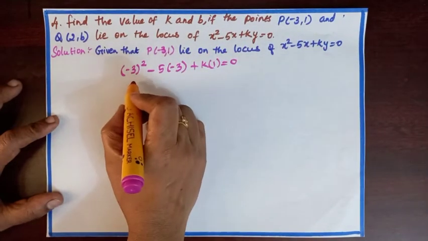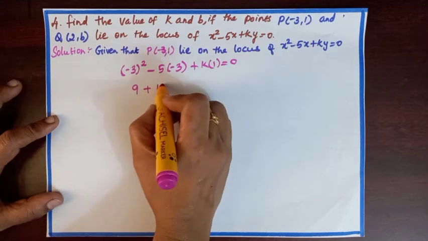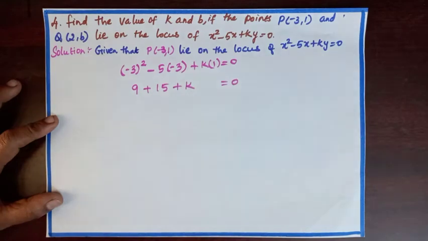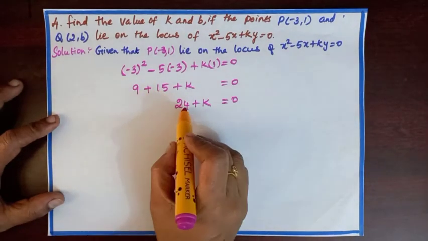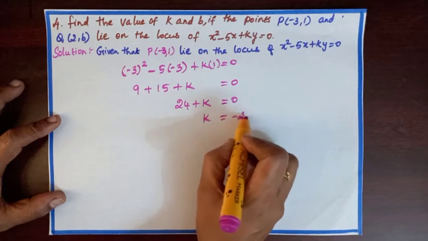(-3) the whole square is 9, minus into minus is plus, 5 threes are 15, plus k into 1 is k, which is equal to 0. 9 plus 15 is 24 plus k equal to 0. Then k is equal to minus 24.